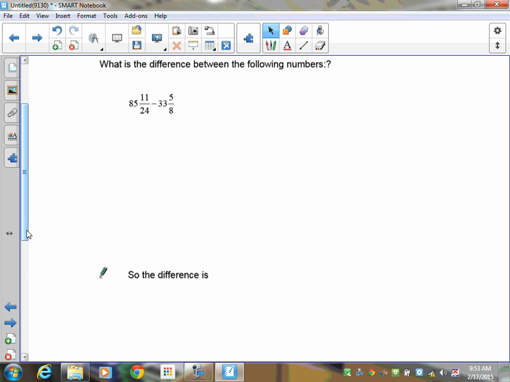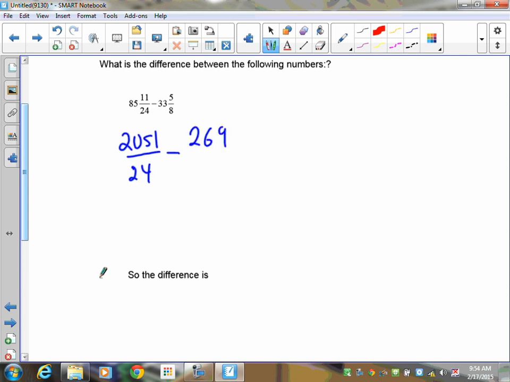Okay, so improper to mixed first. 85 and 11/24 becomes 2051 over 24, minus 269 over 8. Those are your two improper fractions. And now again, these are going to be big numbers. So 2051 times 8 gives us 16408. And that's going to be over 24 times 8, which is 192. Subtracting 269 times the 24, that's 6456 over the 192.